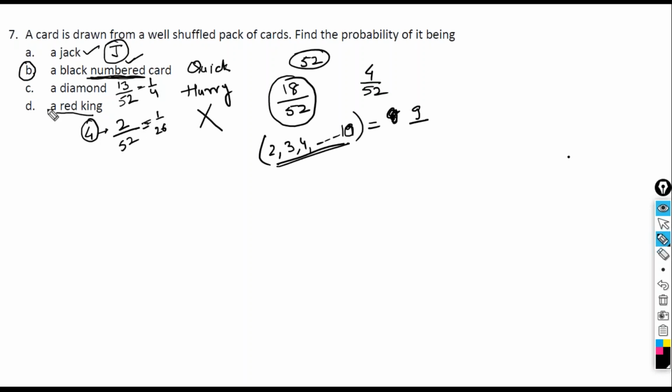I hope these 4 cases are clear. Any doubt in these 4 cases? Tell me.